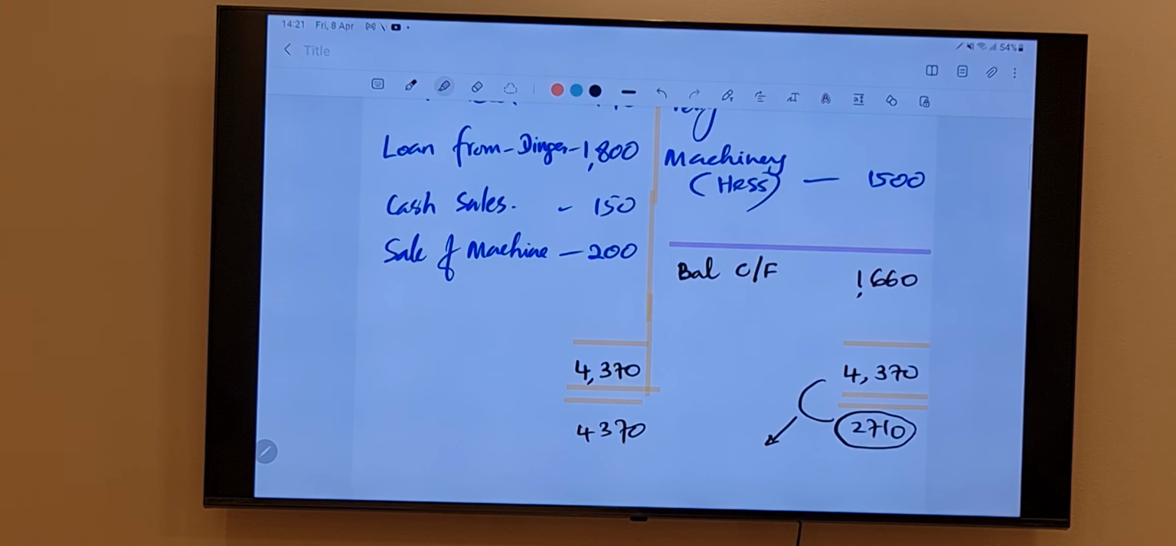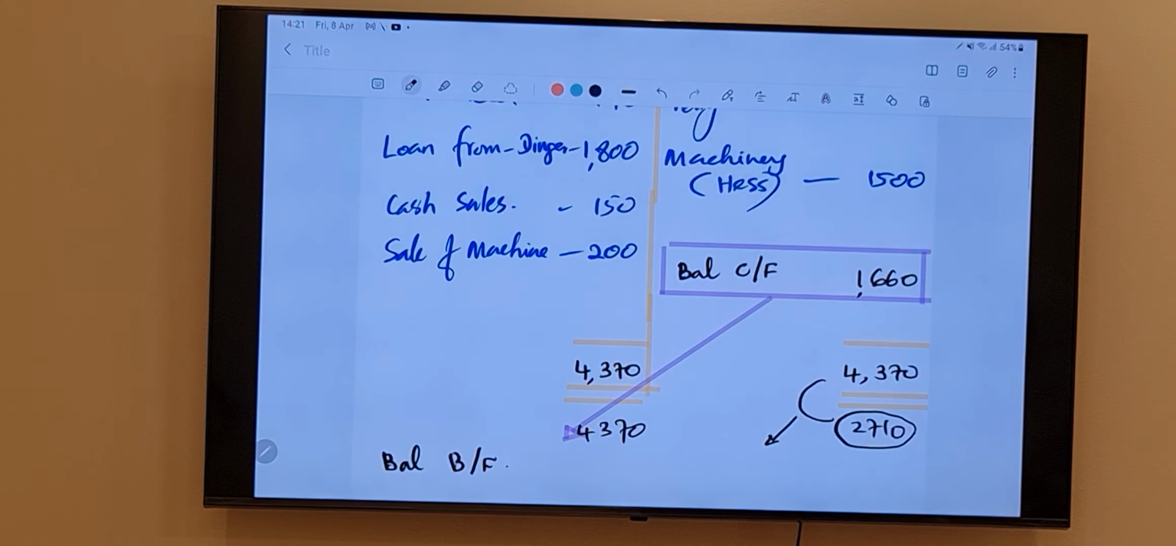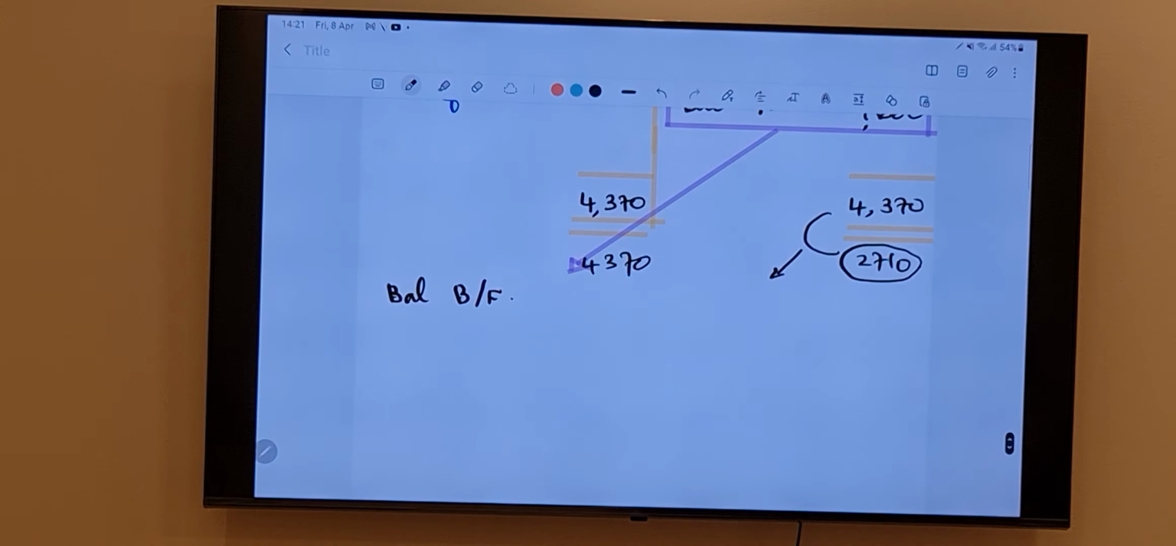Carried forward. What's the meaning in this case? Taking to the next period. Here you write balance brought forward. You took it from last period to this period. This is a starting balance.